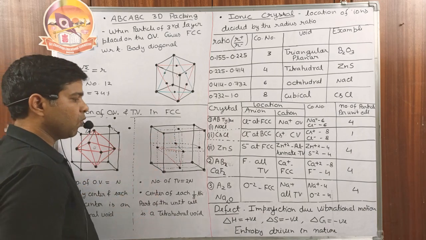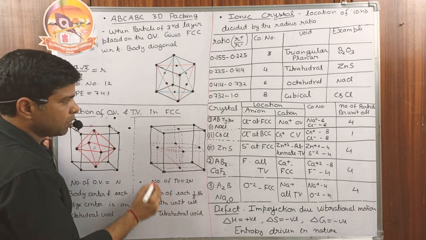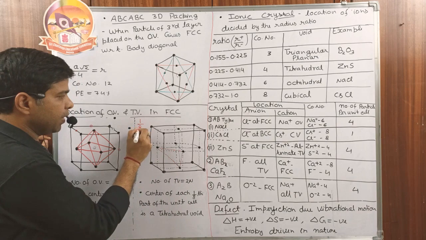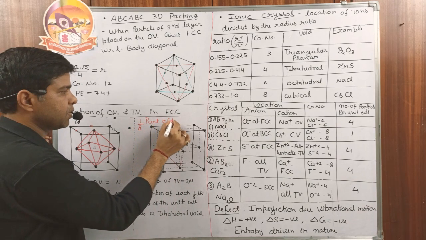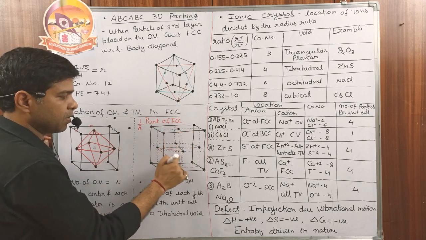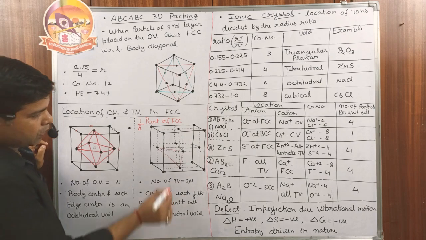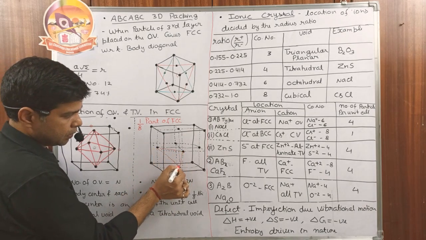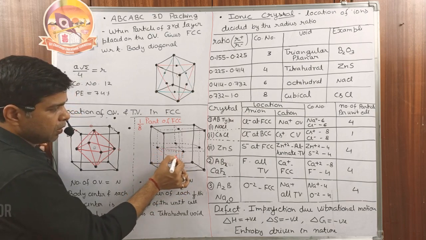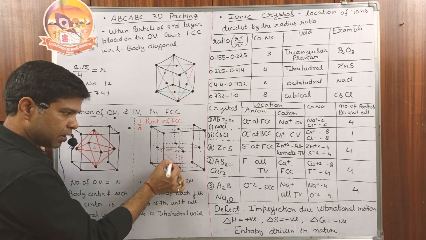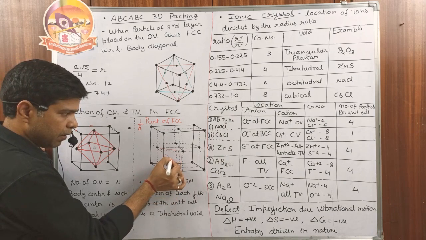Then tetrahedral void. Look, in this red one, we have to consider the 1/8 part of the FCC. In this figure I am considering the 1/8 part of the FCC. Then you check this red plane. In the red plane 3 particles are there, and above these 3 particles we have this one black particle. So here we have some void.